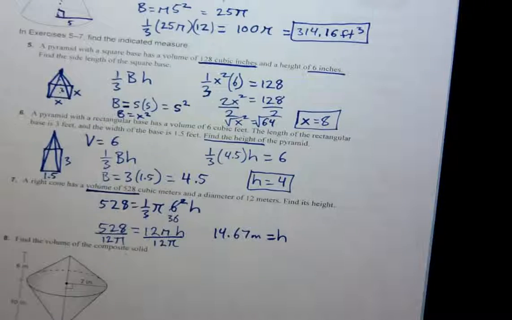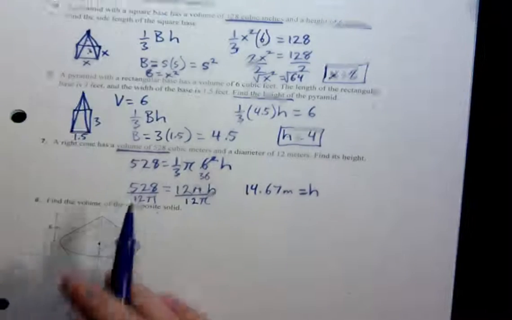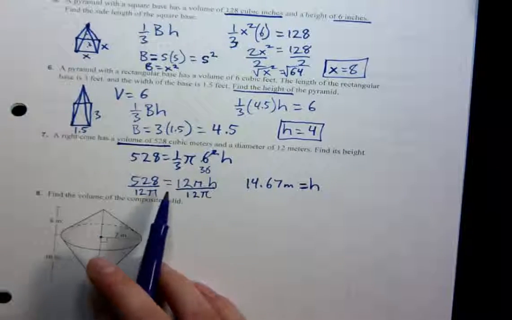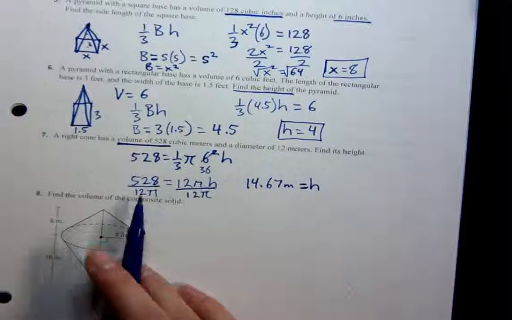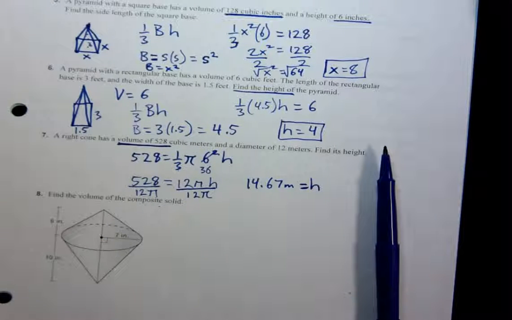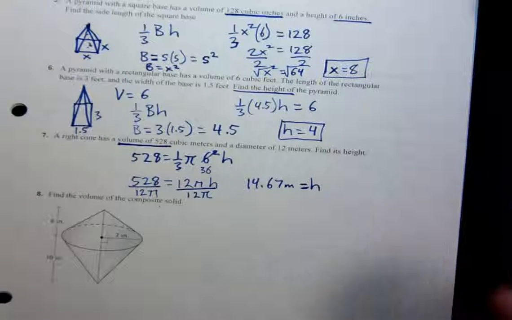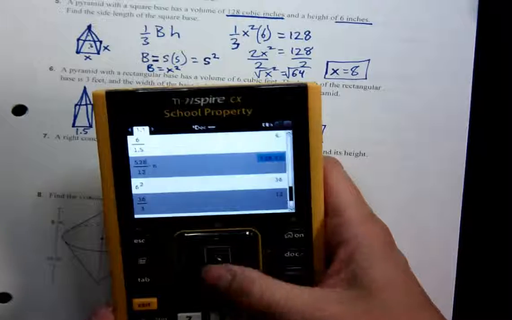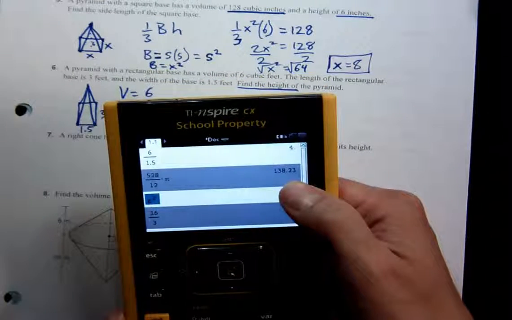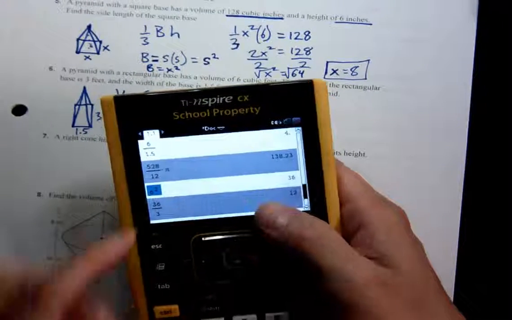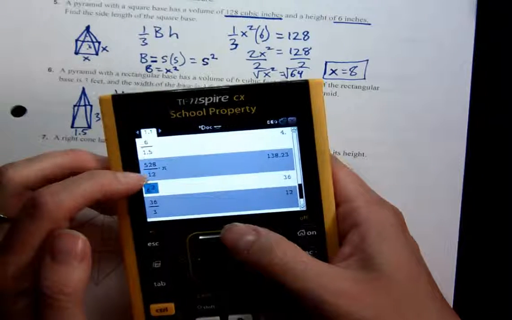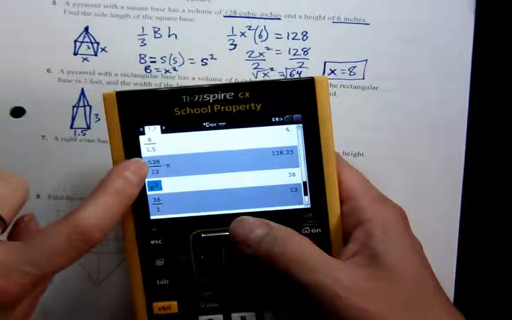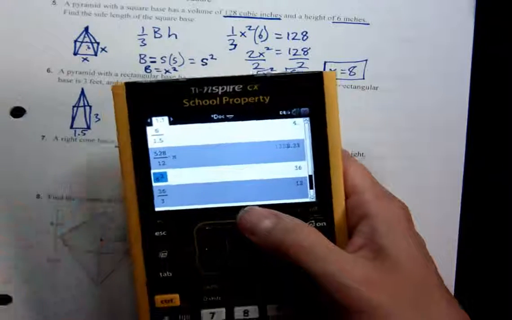What's your question? Would I do 12 times pi and then divided by pi? Well, it needs to be 528 divided by, but yeah, you could do 12 times pi first, get that decimal, and do 528 divided by that. Did anyone get 138.23? Okay, so when I first entered into the calculator, I tried dividing by 12 pi, but the calculator read that as divide by 12 and then multiply the whole thing by pi.